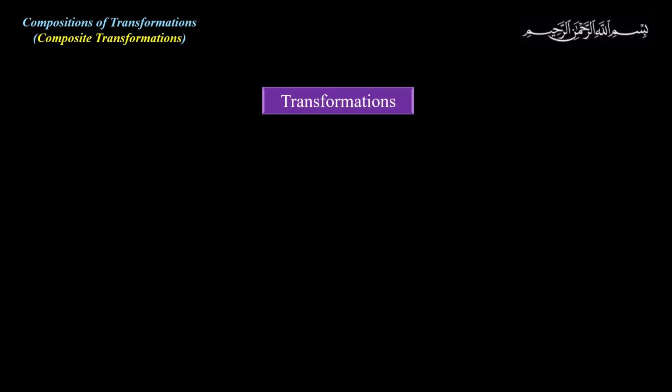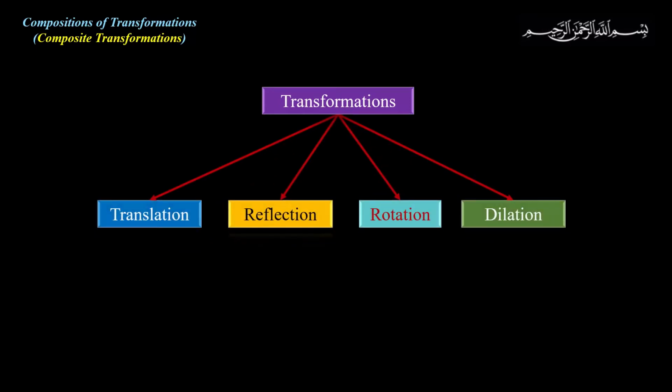If you recall, transformations were of four types: translations, reflections, rotations, and dilations. So translation, reflection, rotation, dilation. These are four types of transformations. Translations are also known as slides or glides.